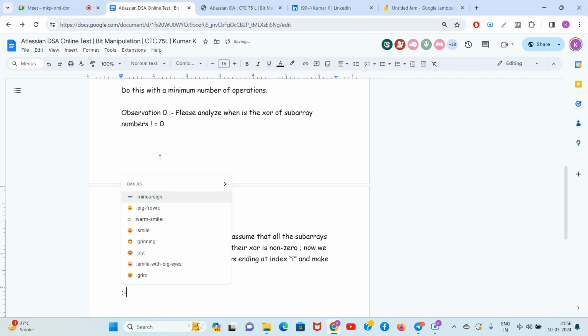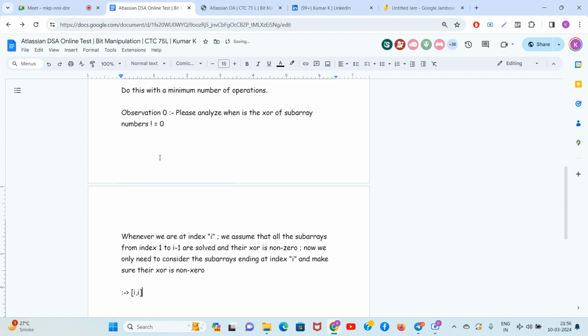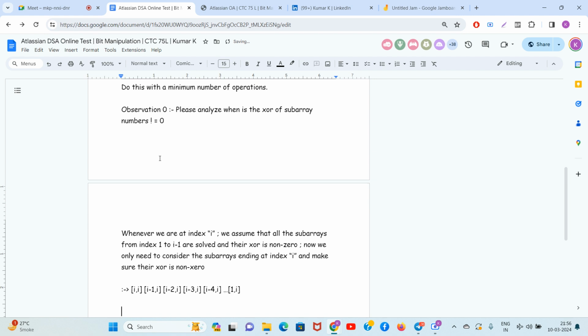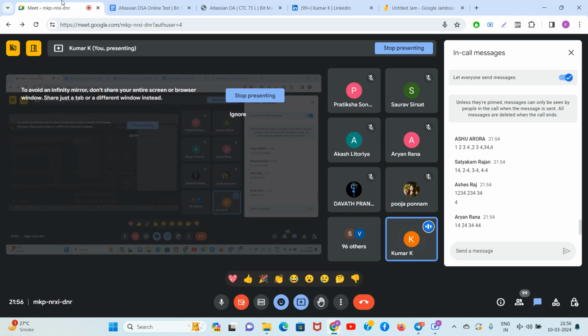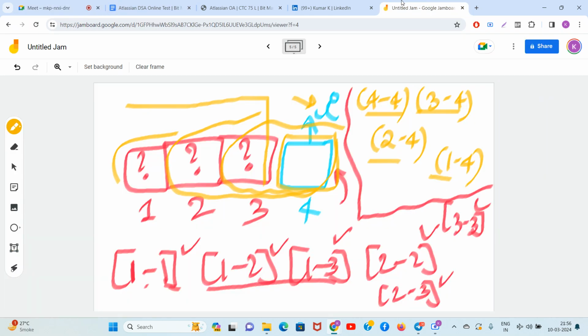Okay, guys. So if you are at index I, you will only consider I to I, I minus 1 to I, I minus 2 to I, I minus 3 to I, I minus 4 to I. Guys, you will do this Mahabharat till when, you know, right? Till 1. All of this should be non-zero. Okay, guys? Clear? All of these should be non-zero. Can you see the solution is in front of you? Solution is in front of your eyes.